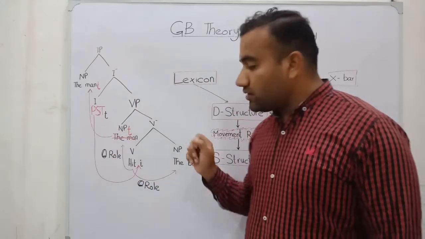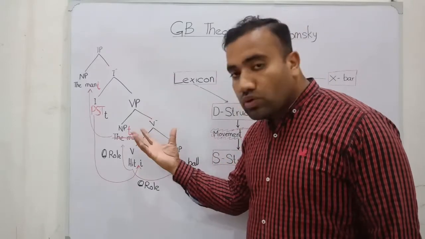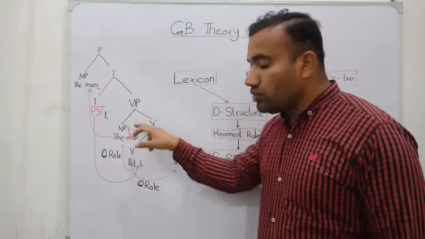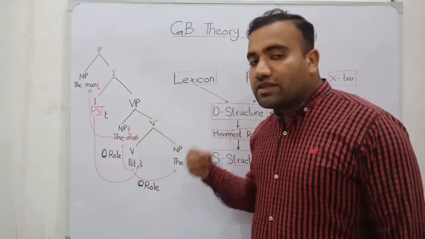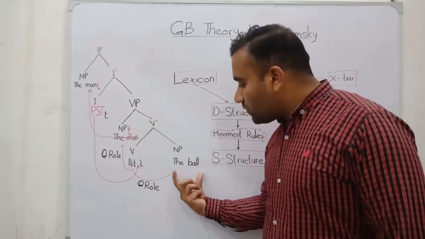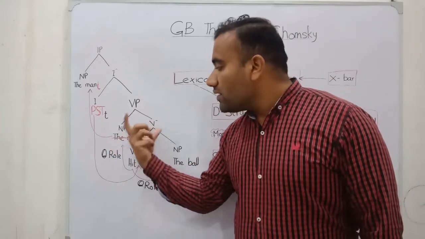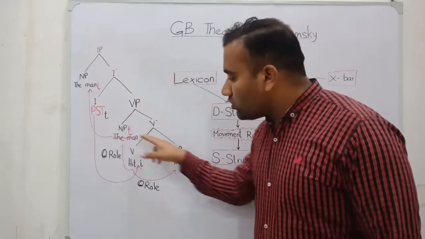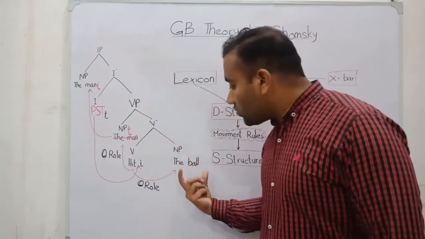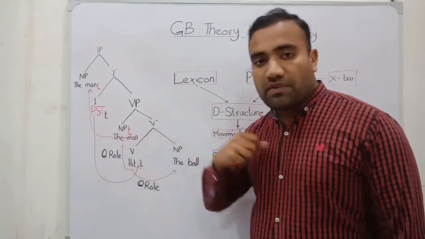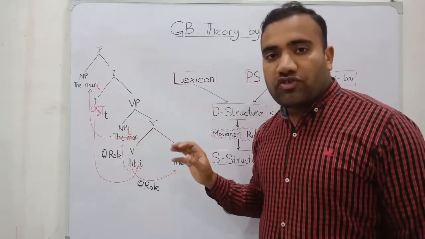And in this derivation we have the two DPs, and within the two DPs we have assigned the theta roles. One theta role is assigned to the ball and the second theta role is assigned to the man, and all theta roles are assigned. We have assigned one role to this NP and one role to this NP, and all theta roles are assigned.